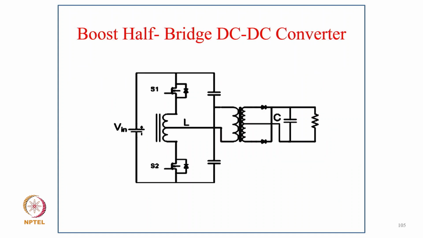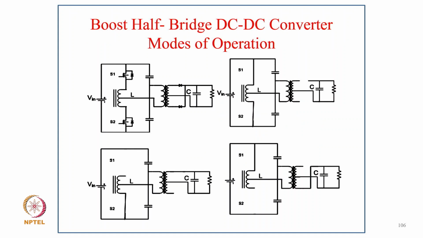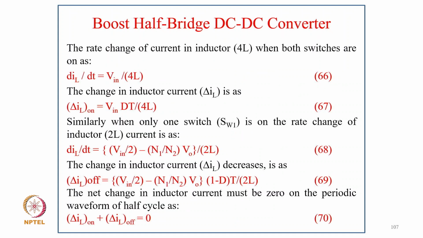So coming to the boost half bridge converter, here we put the series inductor in series with the two transistors, which really provides the boosting of the input voltage. Then we have a transformer, and these are the different modes of typically operating this boost half bridge converter, like operating different switches.